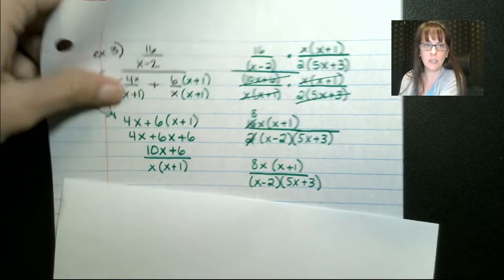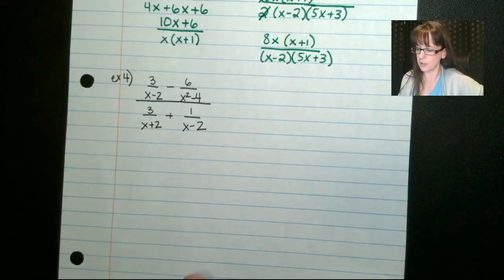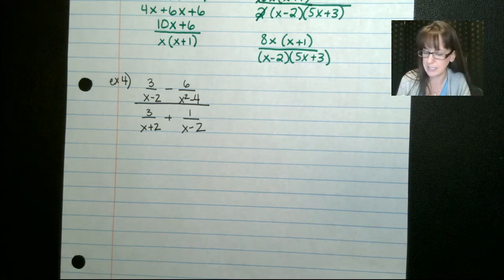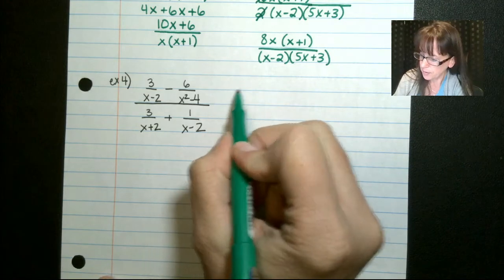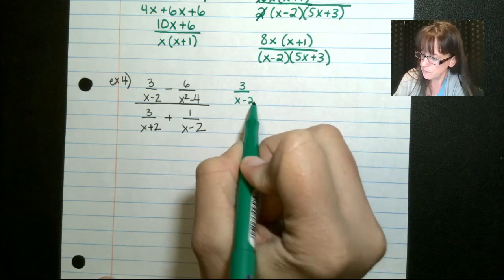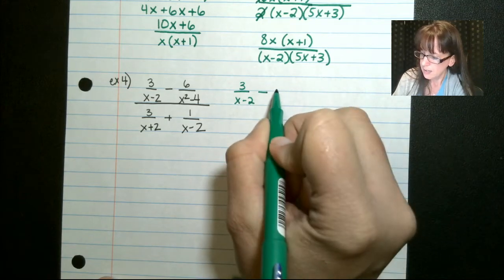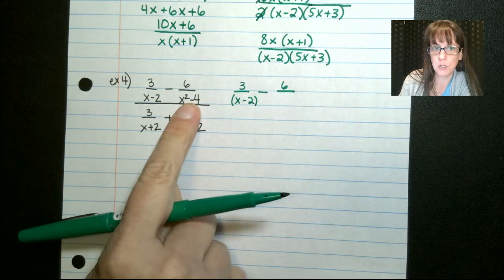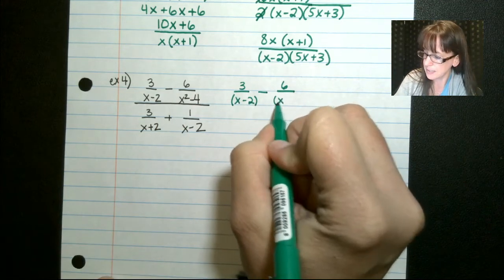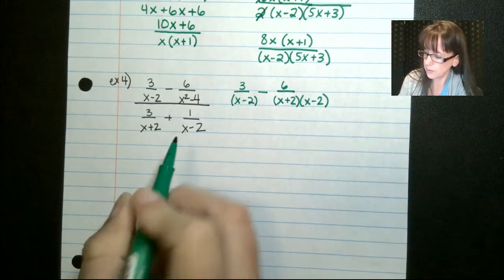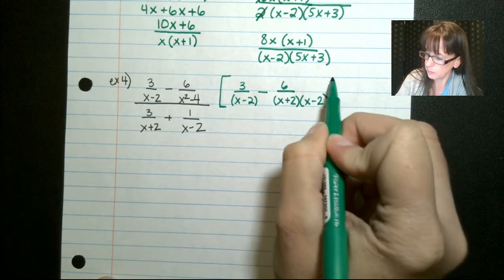Okay, so let's look at another fraction or another example that we can have here. Like I said, let's do our numerator and our denominator separate, and then we'll bring it all together. So if, for example, we do our numerator here, we have 3 over x minus 2 minus, and put that in parentheses, 6 over, and that is a difference of squares. So I'm going to factor that to say x plus 2, x minus 2. Okay, so that is all of my numerator here.